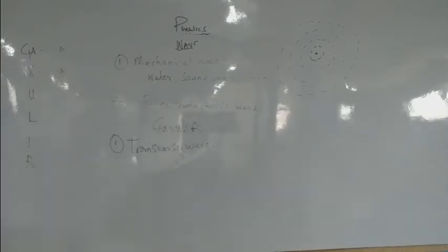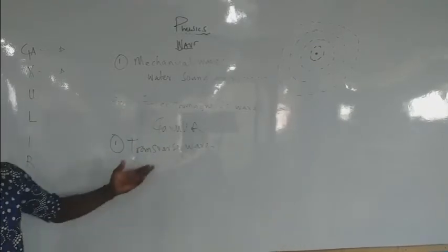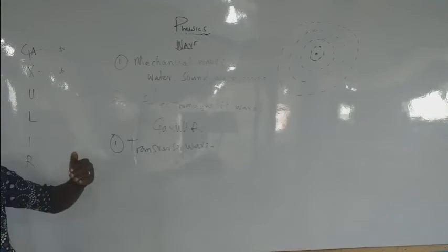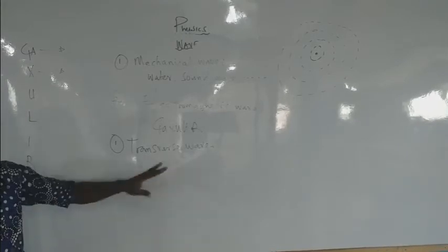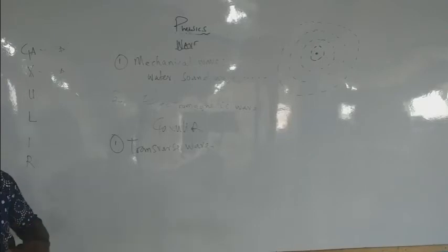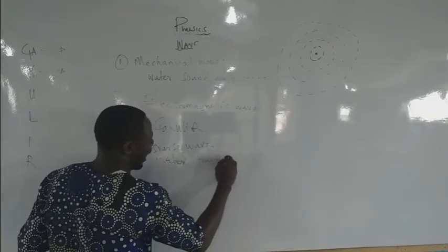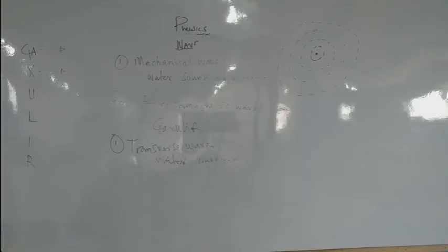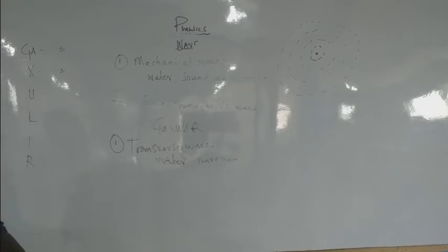What are transverse waves? Transverse waves are waves whose direction of propagation is perpendicular to the vibration of the medium. Again, transverse waves are waves that their direction of propagation are perpendicular to the vibration of the medium. Examples are water wave and wave generated from string and rope.